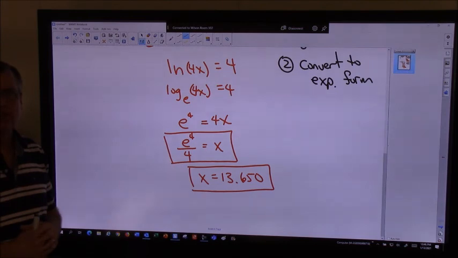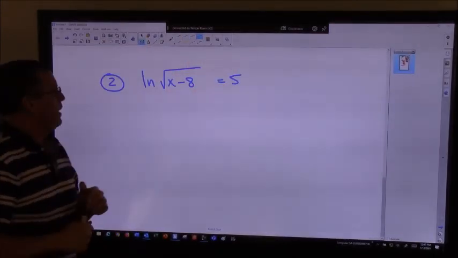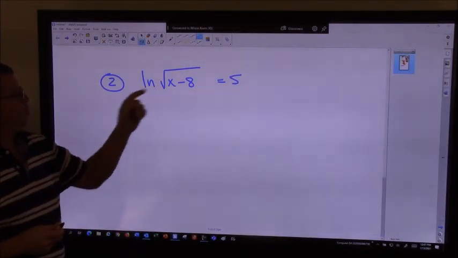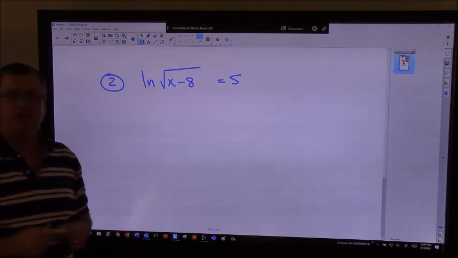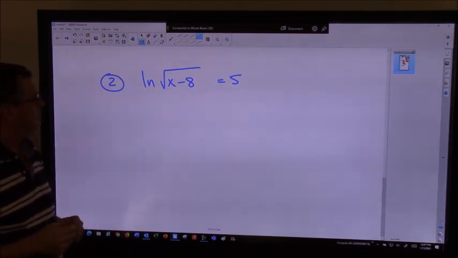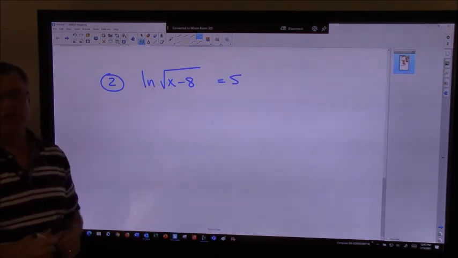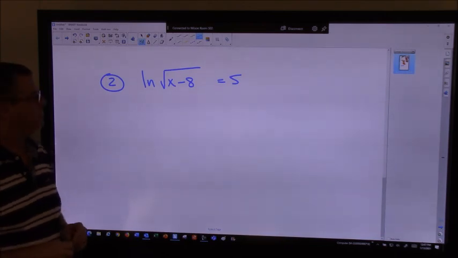All right, let's try another one. We've got natural log of the square root of x minus 8 is equal to 5. You guys go ahead and try it. See if you can solve this and figure out what x is equal to.